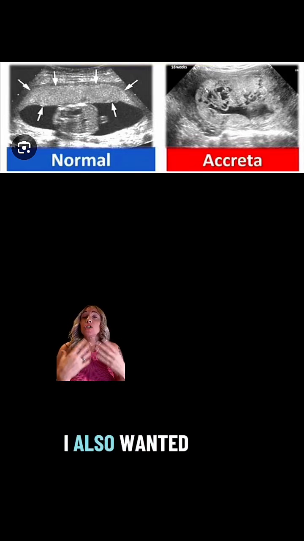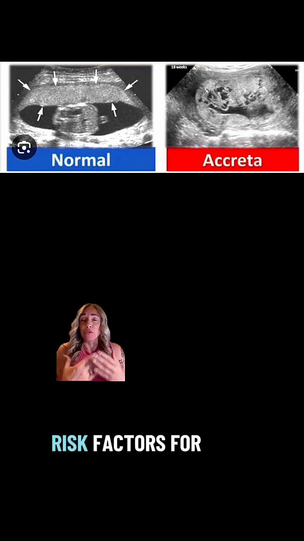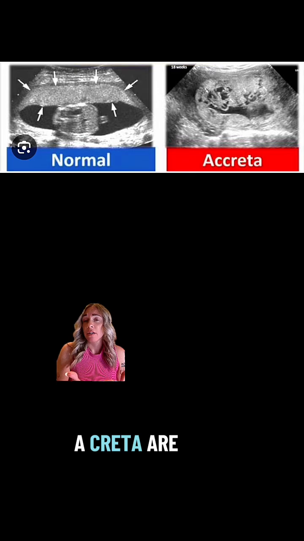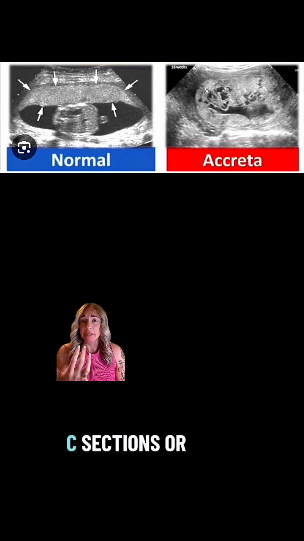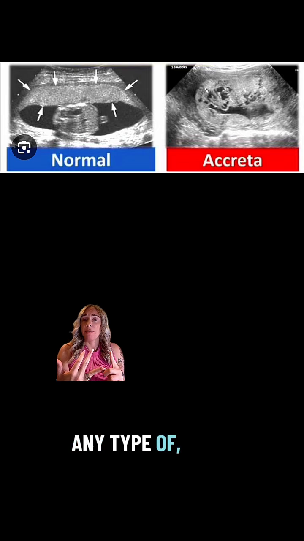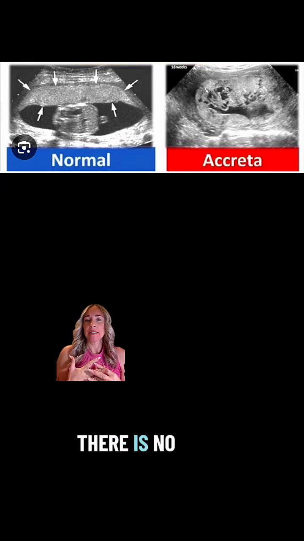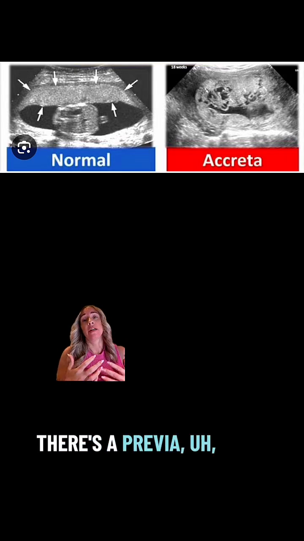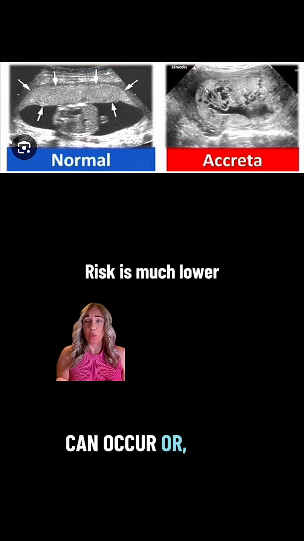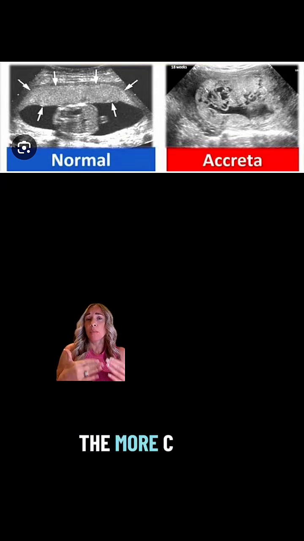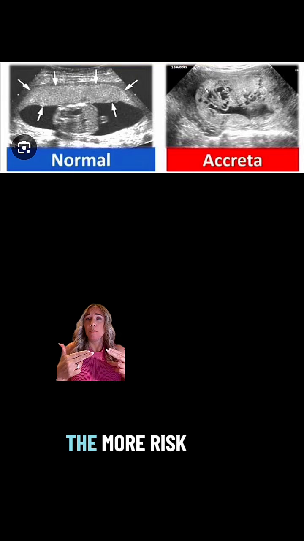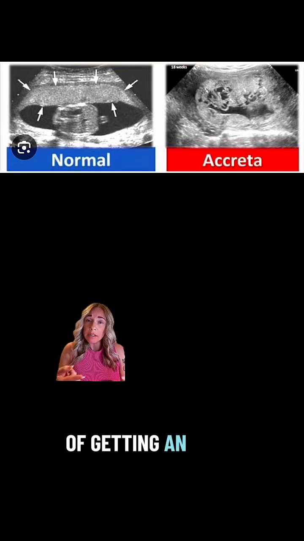And I also wanted to add the risk factors for accreta are mothers who had C-sections or any type of uterine surgery, and or a previa. So even if there is no history of a C-section and there's a previa, an accreta still can occur, or vice versa, but the more C-sections, the more risk of getting an accreta.